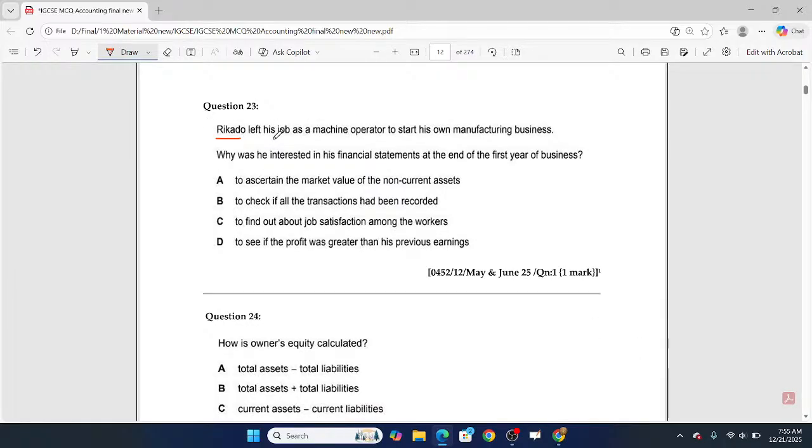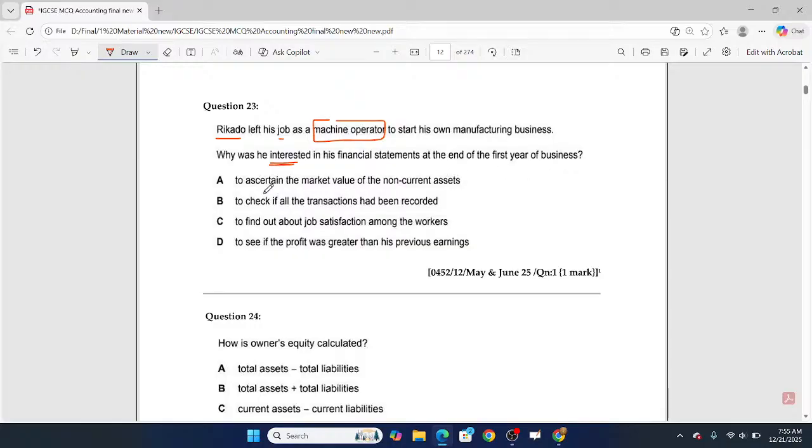Ricardo left the job as machine operator. He was a machine operator earlier. Now he left the job to start his own manufacturing business. Why was he interested in the financial statement at the end of the year of the business? So why is he interested to know the profit he earned? That's the predominant thing, right?